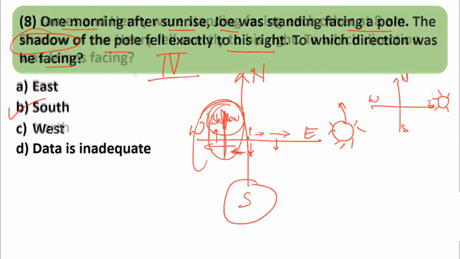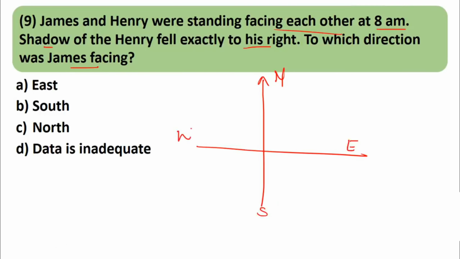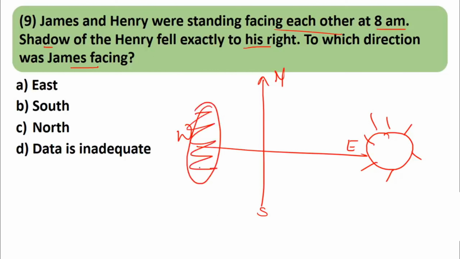Moving to next question. James and Henry were standing facing each other at 8 a.m. Shadow of Henry fell exactly to his right. To which direction was James facing? Again, very easy sum. We have to find the shadow. So we'll have our north, south, east, and west. Time given is 8 a.m. That means sunrise in the morning. Sun is in the east, so shadow will be over here on the west side. This is the shadow.